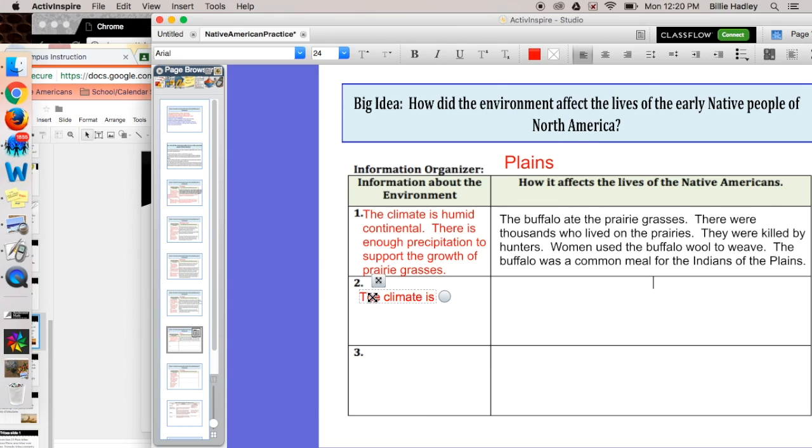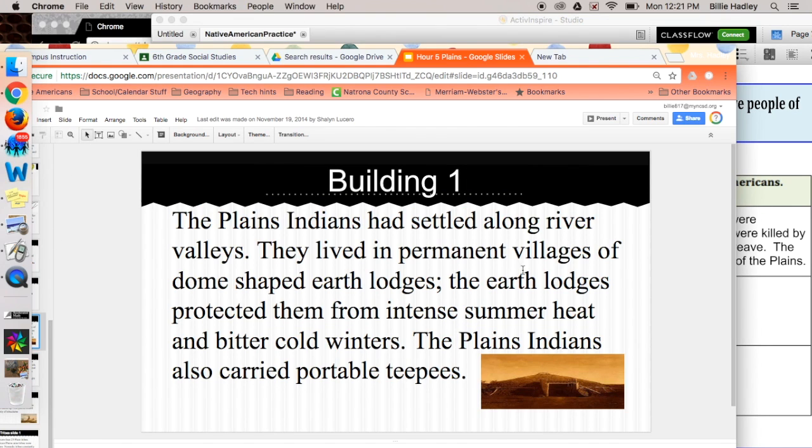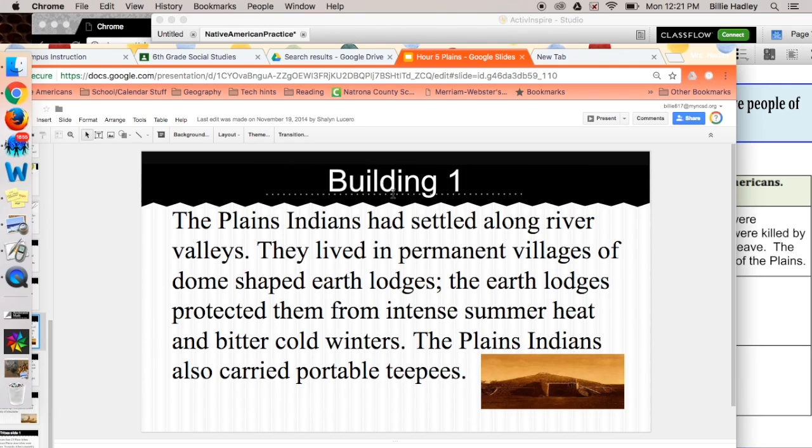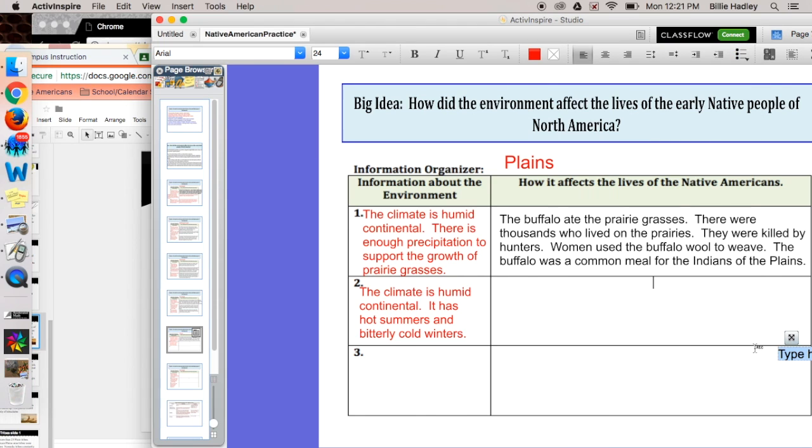I'm going to start with the same. The climate is humid continental. It has summer heat, hot summers, and bitterly cold winters. All right, so then I'm going to connect that to their homes. They built the earth lodges to protect them. So these were permanent homes with earth on top.